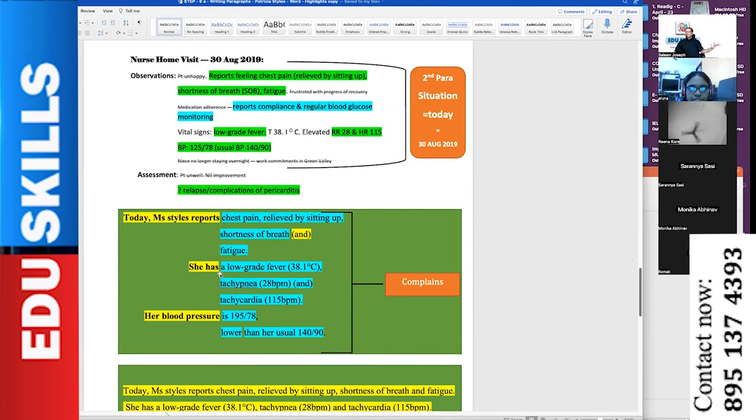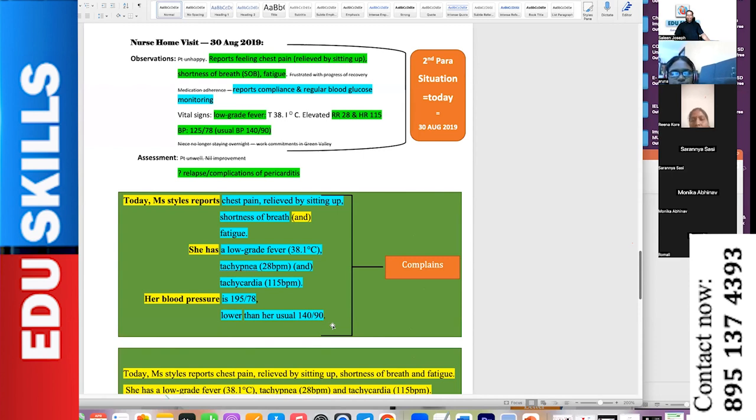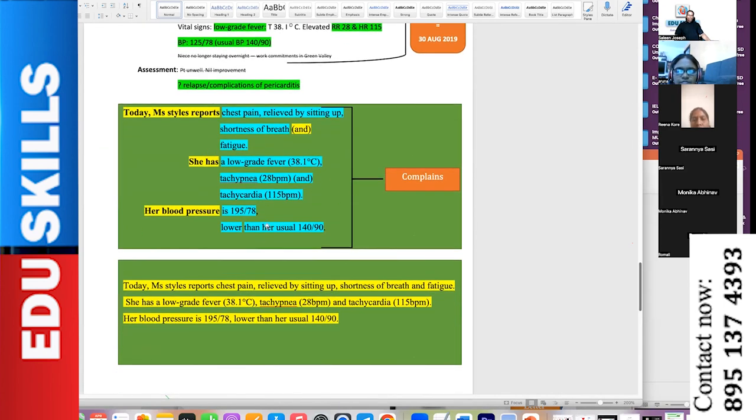You have to mention who has it. She has, since it is happening today, you say she has, not she had, low-grade fever and all those details in brackets, tachypnea, and you have to add and there, since it is a list again, tachycardia. Then full stop. Her blood pressure is 125 on 78, lower than her usual 140 on 90. This is very, very important, okay? Though it is given in brackets, that has to be transformed and intimated, because for health professionals, blood pressure will vary from person to person. That means something: it is much lower than the usual BP. Those are the complaints put into one paragraph.